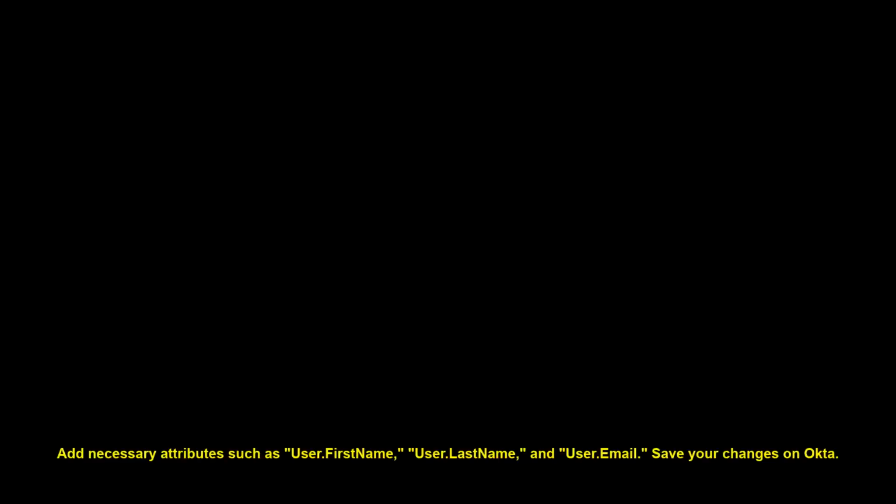Locate the Attribute Statements section. Add necessary attributes such as user.firstname, user.lastname, and user email. Save your changes on Okta.